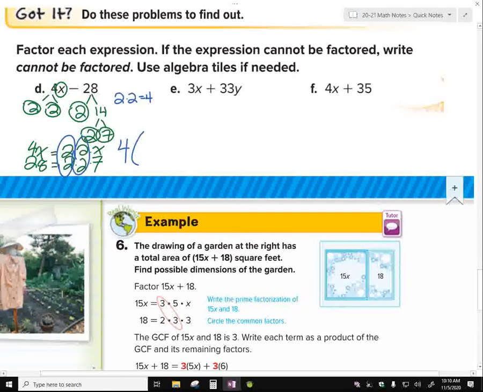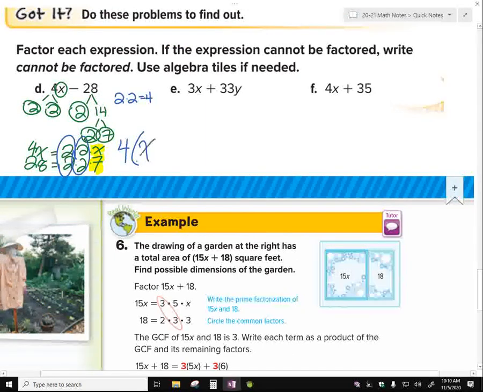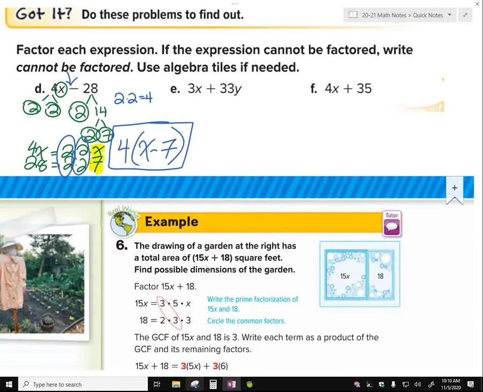Now I have left over an x and then a 7. I have an x left over. My operation is subtraction, so I have to keep it subtraction. Minus 7. 4 times the quantity x minus 7. So we're doing reverse distributive property, because if this was the distributive property from 2 weeks ago, if I put that 4 into the parentheses, I'd have 4x minus 28.